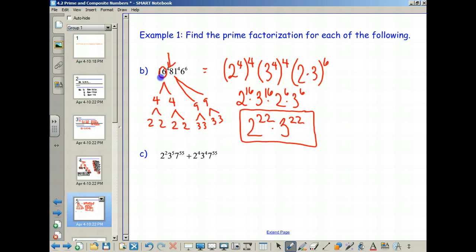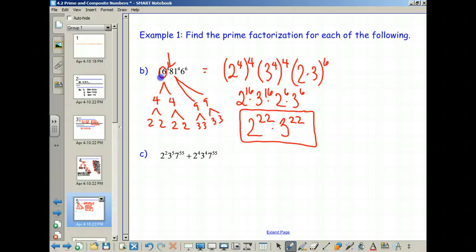You know, C is different. C doesn't have any, I mean, they are all primes. They're 2, 3, and 7, right? But I don't have this in factored form because there's addition involved. Okay? All right, so do you remember we did something called the distributive property? What we're going to do here is we're going to undistribute, i.e. factor. That's what it's called.